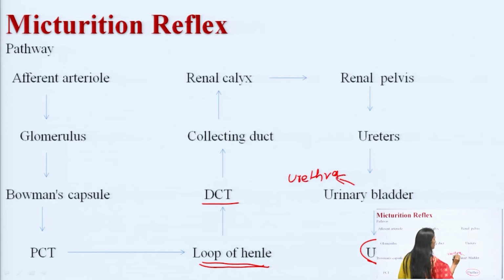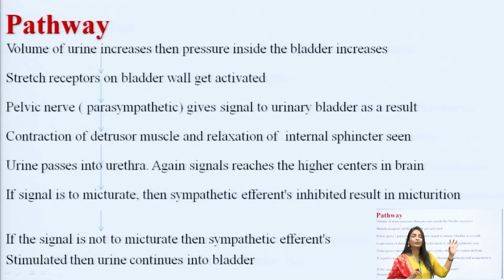From the urinary bladder, the urine will enter the urethra. So, this is the pathway of how micturition is going to happen. This is a very simplified pathway, so you can understand in a better way how exactly micturition happens in the body.